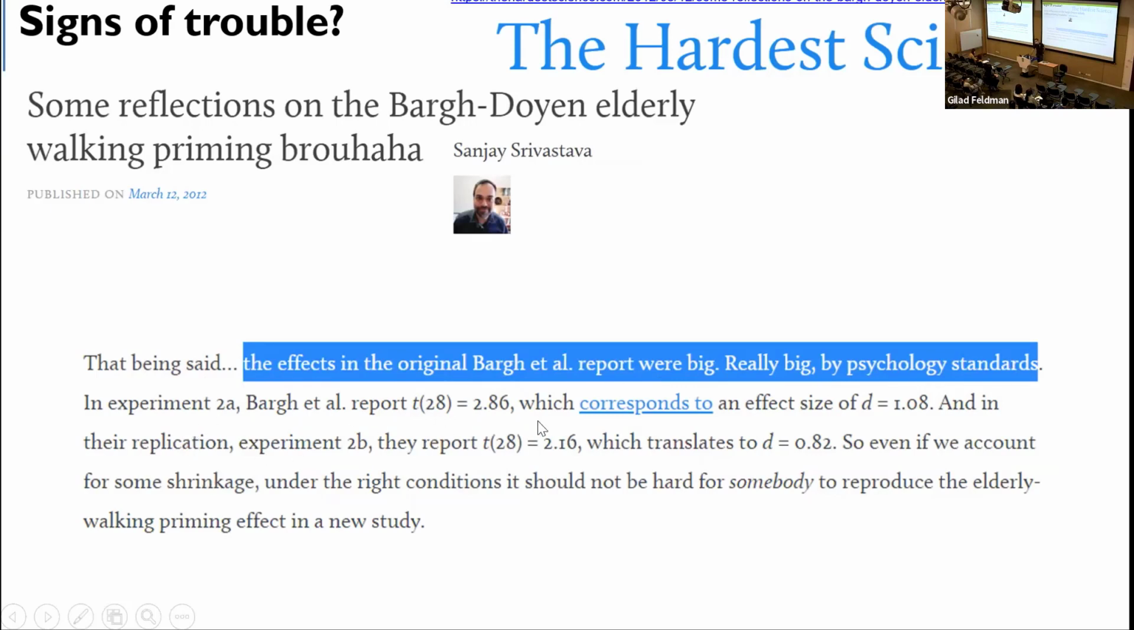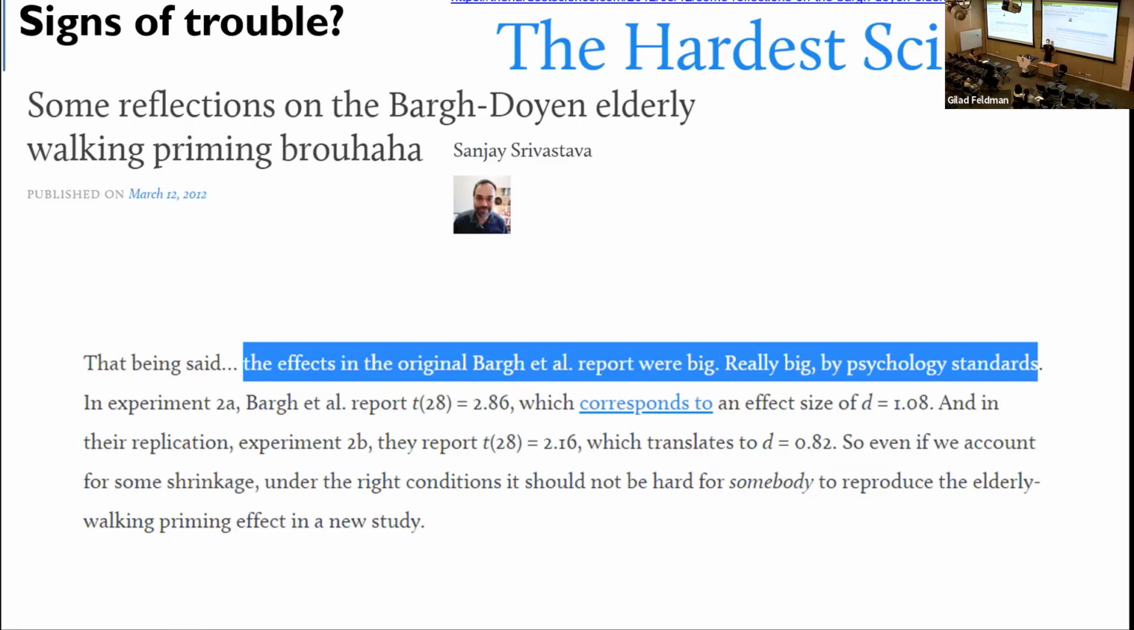In experiment 2A, the effect size was about 1. So we already saw from Hout and Albarracin, if you remember the effect size guidance from Cohen, which needs to be updated, but 0.8 of Cohen's d is a strong effect. 1 is very, very strong. So if you've got very slight manipulations with all these indirect, implicit ways of measuring and manipulating things, you cannot have an effect of 1. The second one had the effect of 0.8, so very strong effect. So even if we account for some shrinkage over time and all this, under the right conditions, it should not be hard for somebody to reproduce the elderly priming effect.